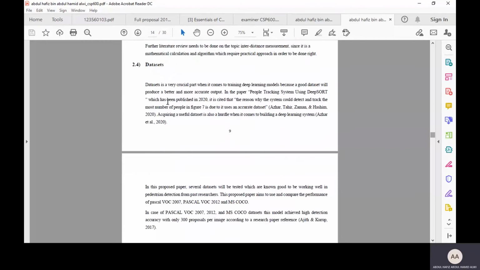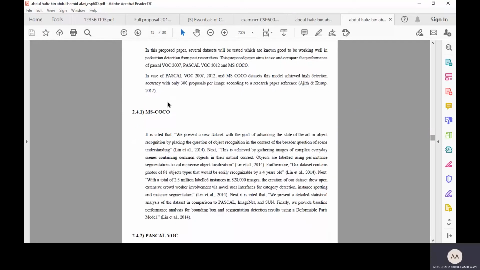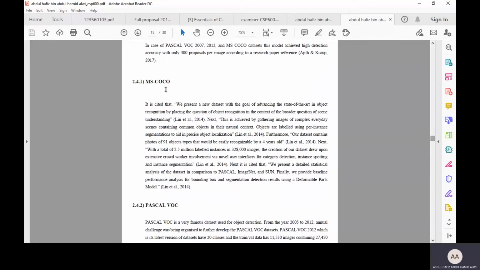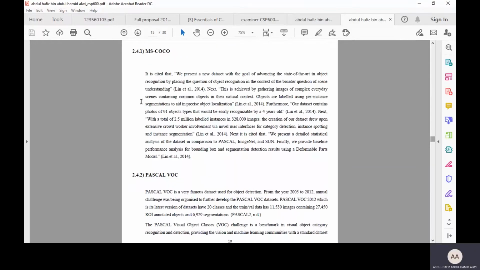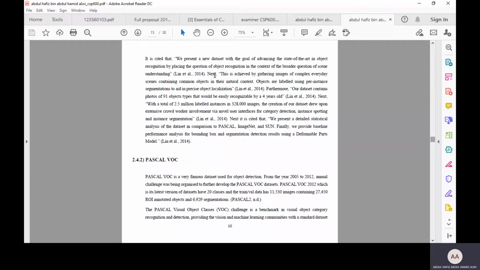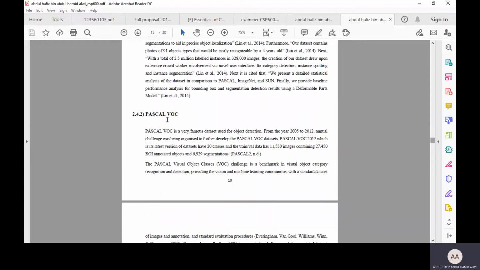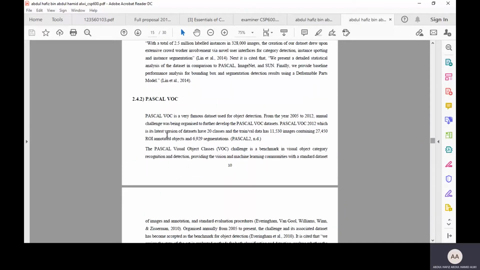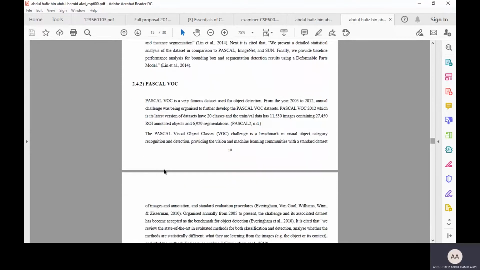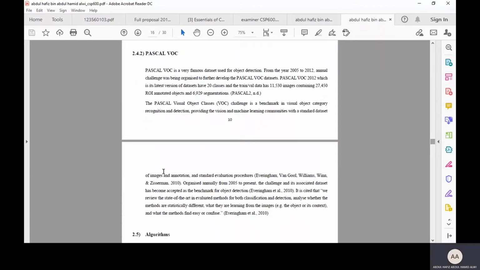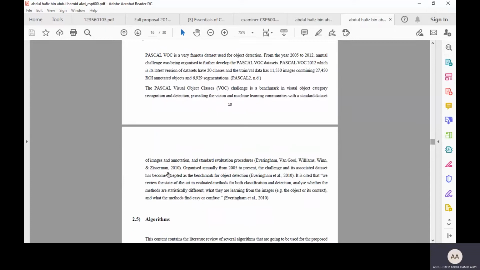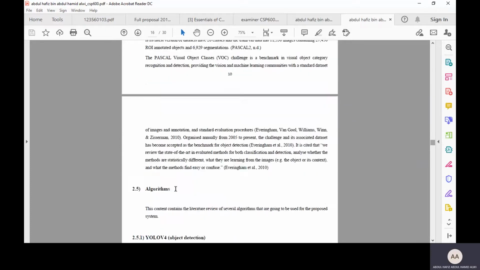For the datasets, it is also one of my concerns in this literature review. So I read about MS COCO, which is Common Objects in Context from Microsoft. And this is the abstract of the MS COCO, I suppose. And for the Pascal VOC, this is the information of the Pascal VOC. Pascal VOC is also a very famous dataset used for pedestrians. So that is why I took this.